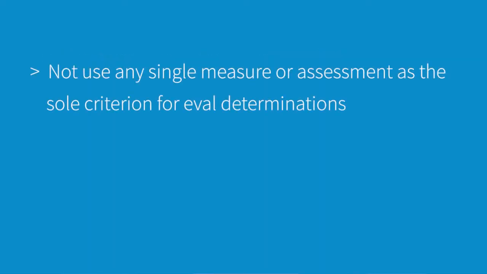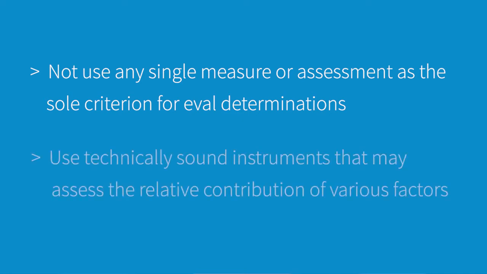The school must not use any single measure or assessment as the sole criterion for determining whether a child has a disability and for determining an appropriate educational program for them. And they should use technically sound instruments that may assess the relative contribution of cognitive and behavioral factors in addition to physical or developmental factors.